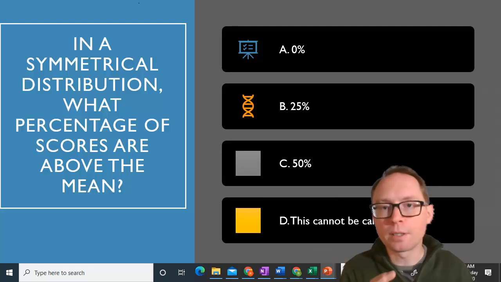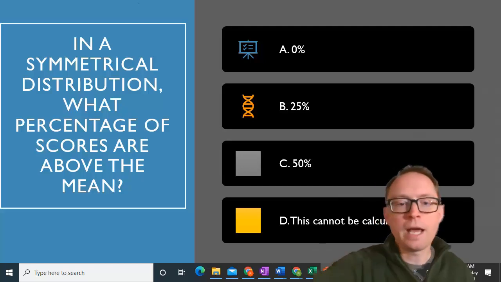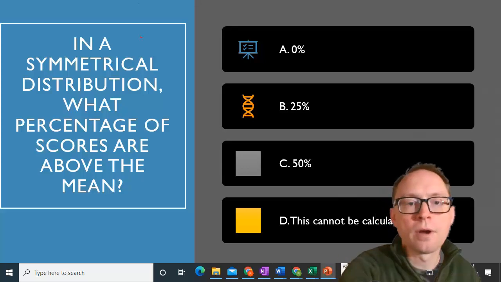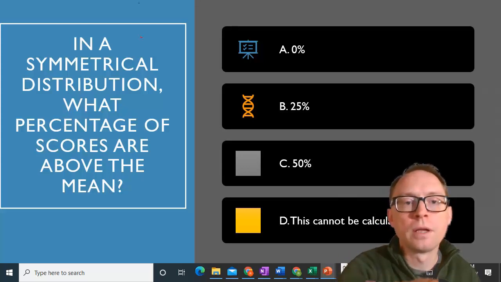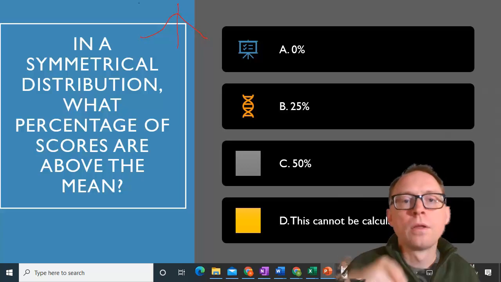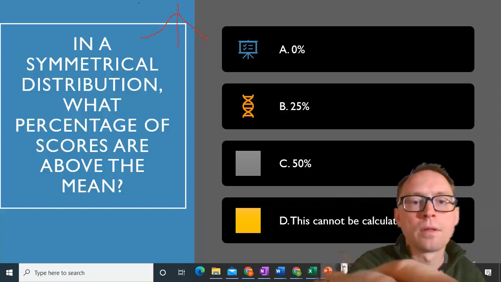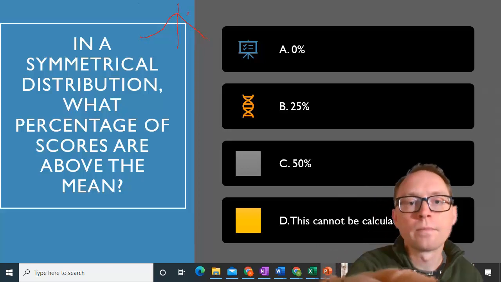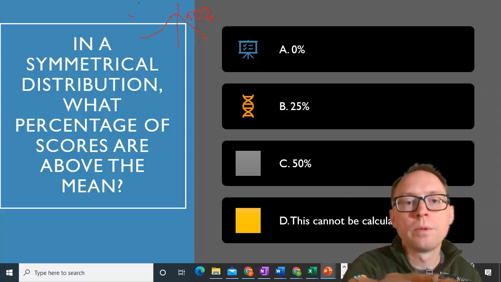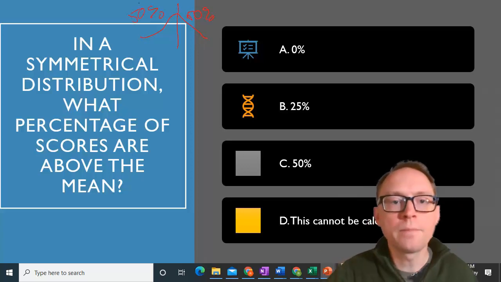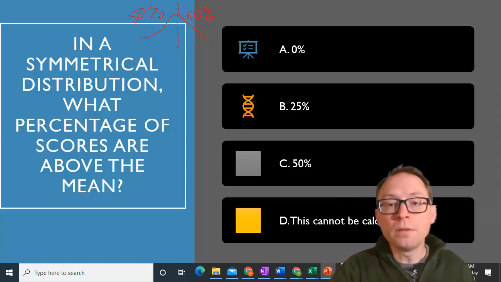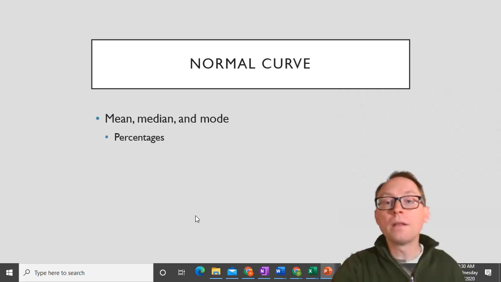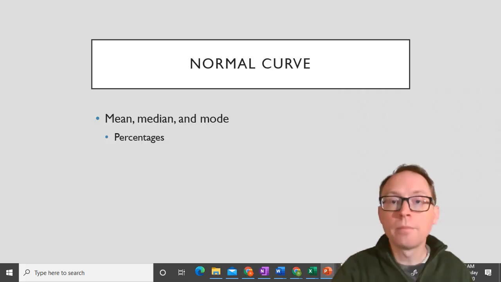This is an important part. If it's really, really a symmetrical curve, absolutely symmetrical, and I'll try and draw one right now, and I'm sure I won't get it very symmetrical. Pretend that's symmetrical. If we drew a line right down the middle, then 50% would be on the right of it, and 50% would be on the left of it. Okay? And the score right in the middle would be the mean, the median, and the mode.